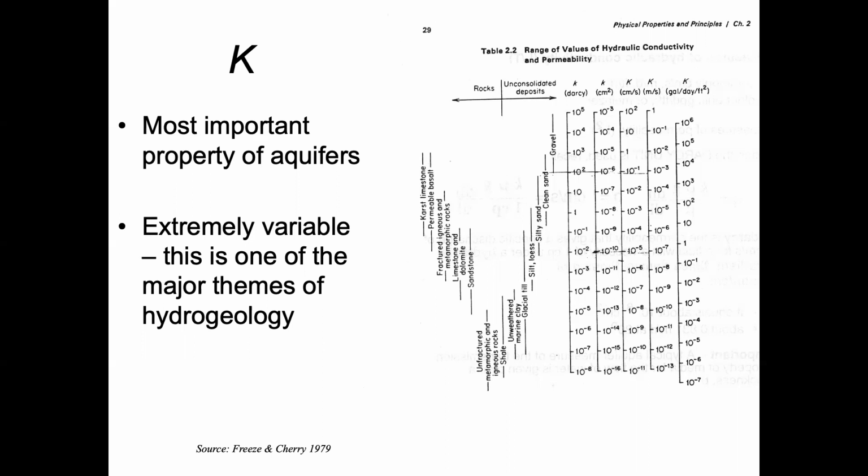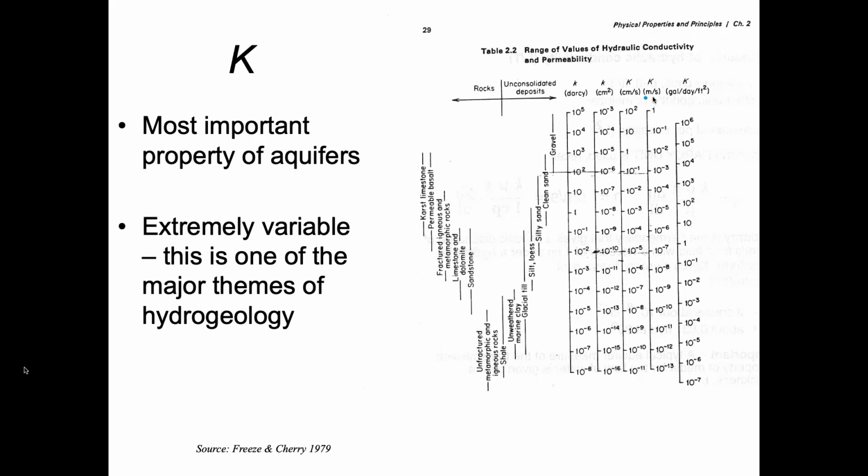But what you're going to notice about that range from X to X is that it's over several orders of magnitude. So if we look at something like karst limestone, we are going from somewhere around, in meters per second, 10 to the negative 2 meters per second to about 10 to the negative 6 meters per second. If we look at something like glacial till, we have an even larger range.